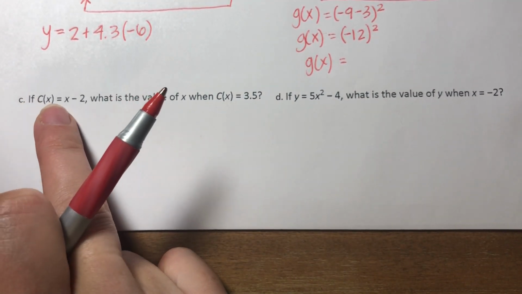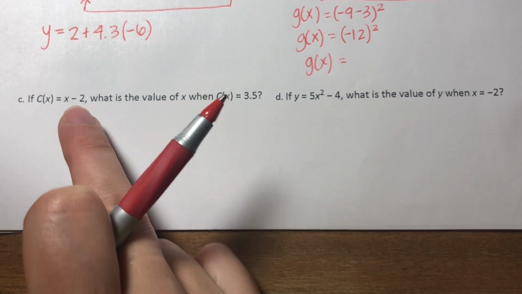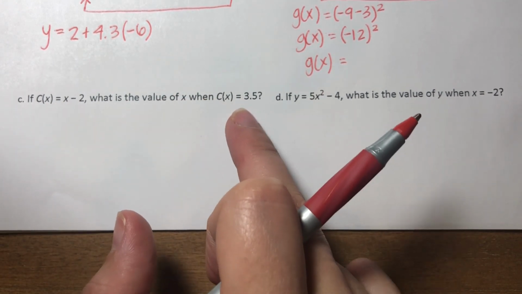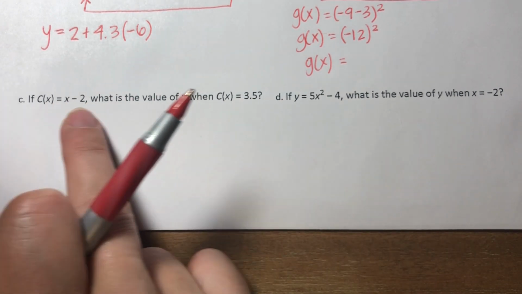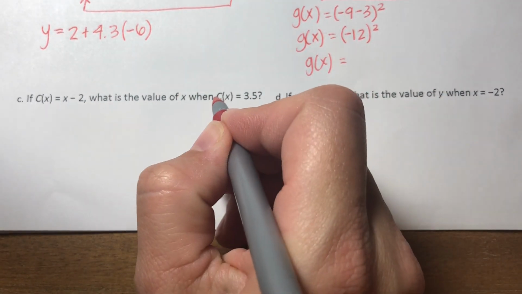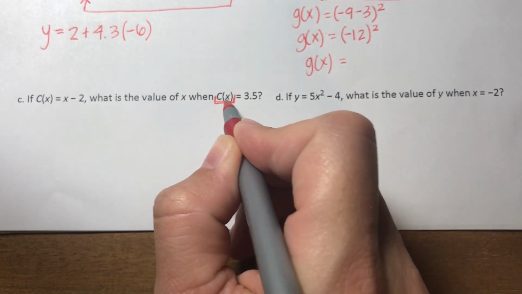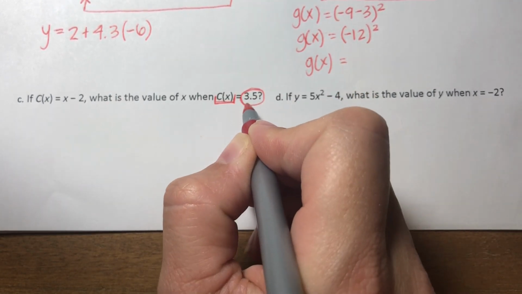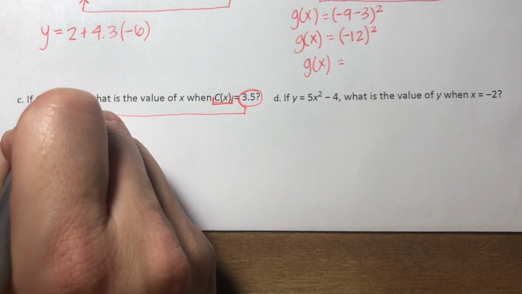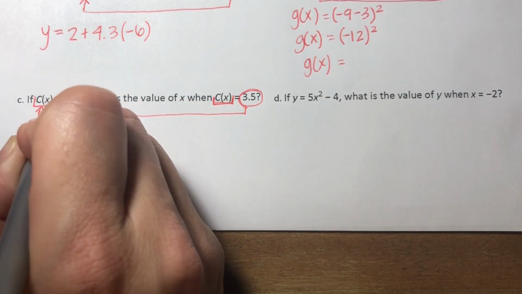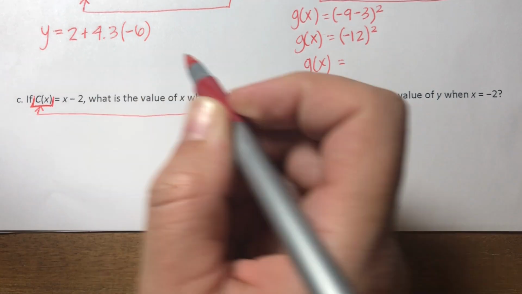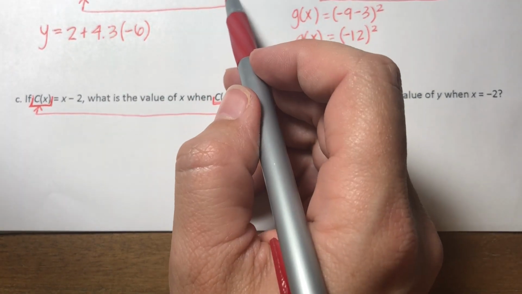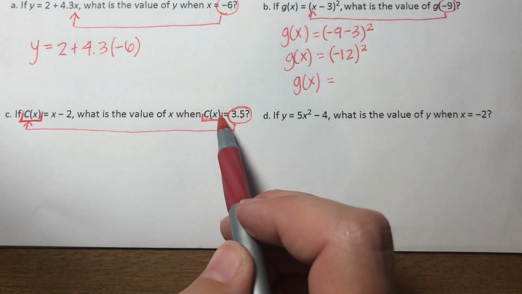So if c of x equals x minus 2, what is the value of x when c of x equals 3.5? So you guys, this one is a little bit different. It's telling you that c of x equals 3.5. So that means I'm going to take this 3.5 and I'm going to plug it in over here. I'm going to replace this whole thing, right? C of x equals this. It's not telling us that x equals it like it did up here. It's telling us c of x.